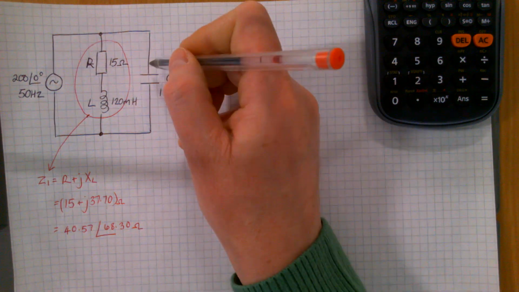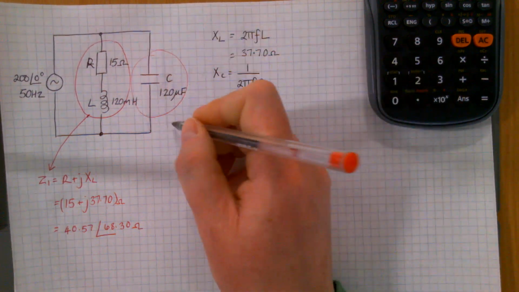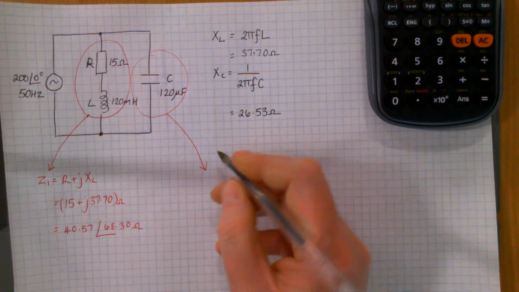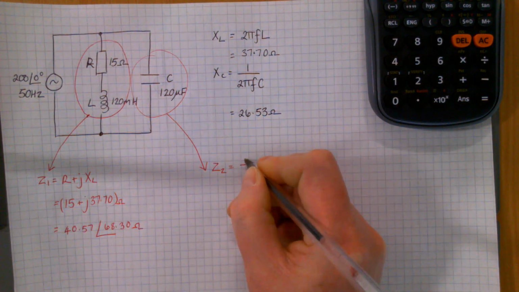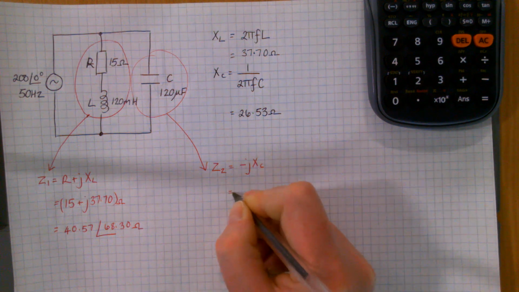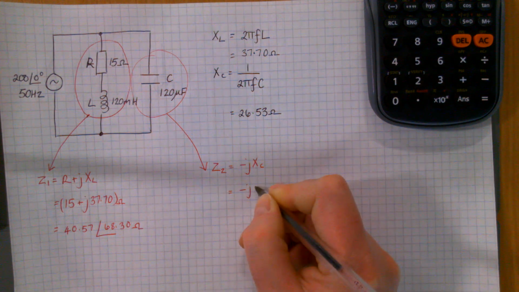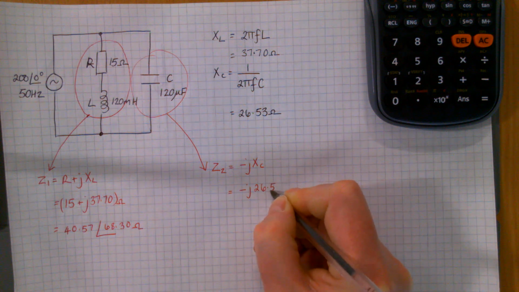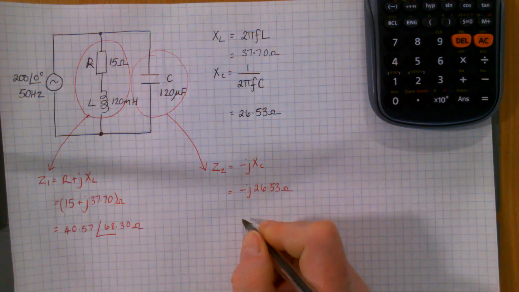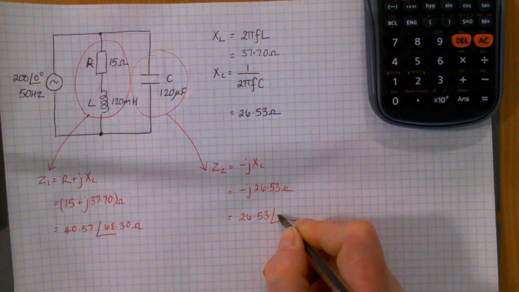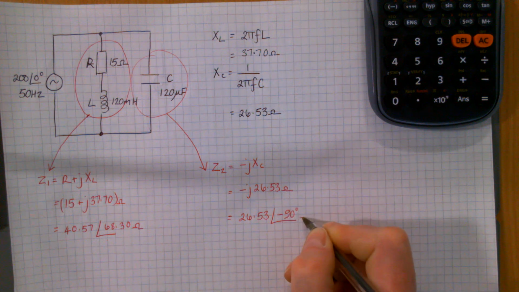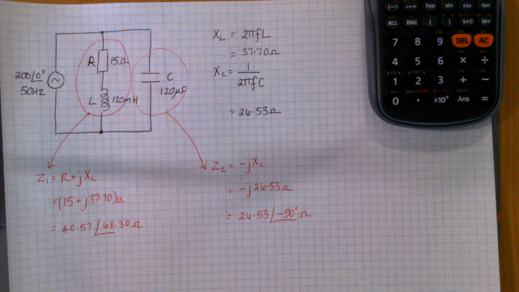Then your second branch, this one here, if you like, that's your Z2 branch, which is just a minus jXC. So it's a minus j26.53 ohms in rectangular form, and in polar form, if you look at your rules, 26.53 at an angle of minus 90. And that should be your two branch impedances. Yeah?